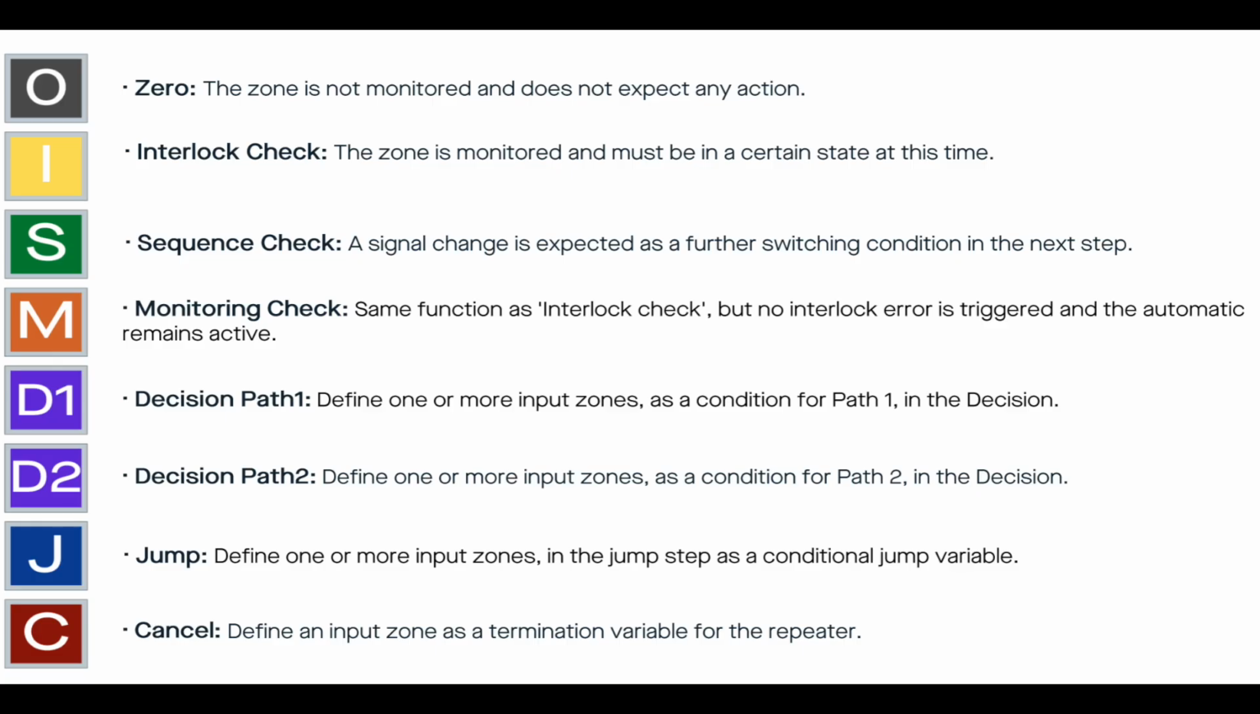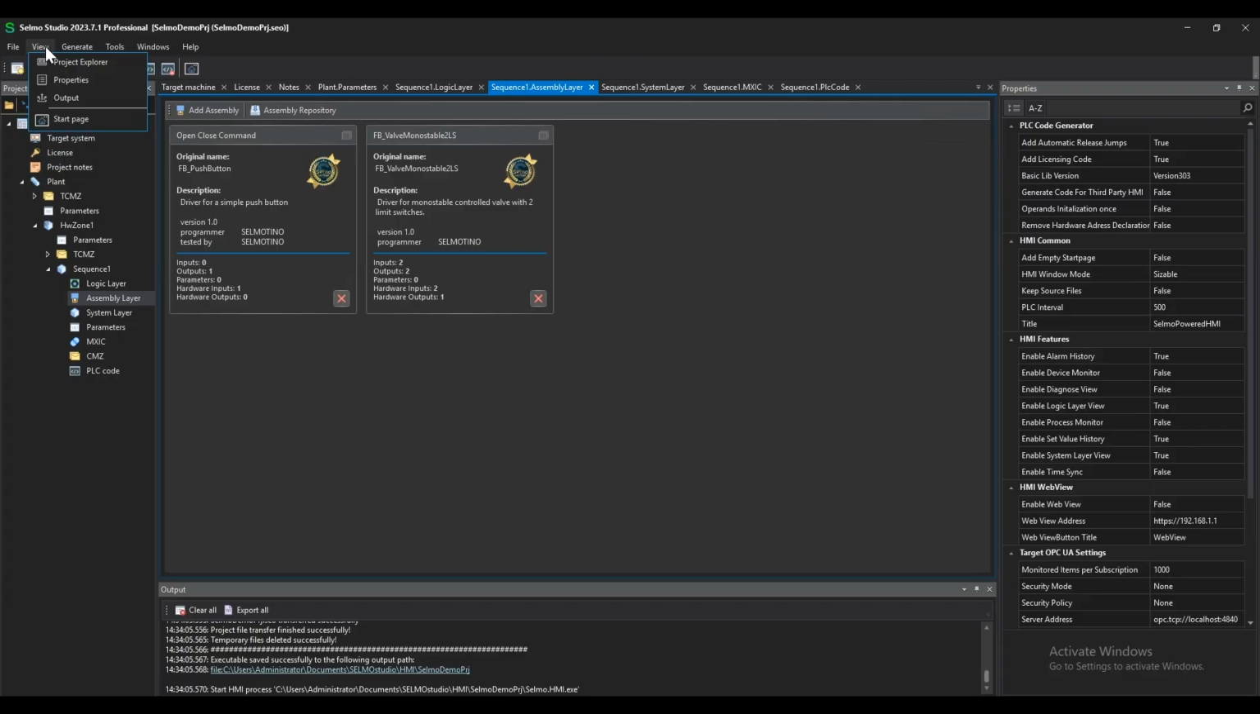So this is the sequence part which I was talking about, these are some bits which we need to remember to put into the cause and effect, so how exactly the steps and commands should be working. So: 0, interlock check, sequence check, monitoring, decision path, jump, cancel. These are the basic bits which we need to have in mind.